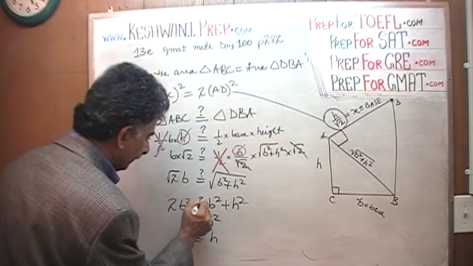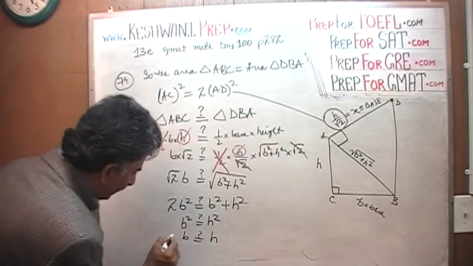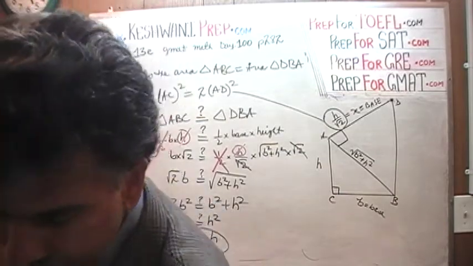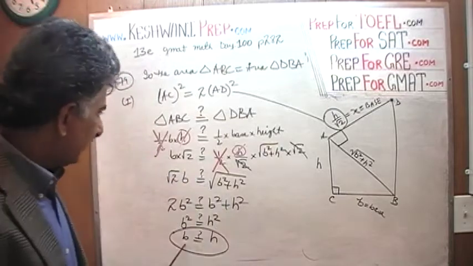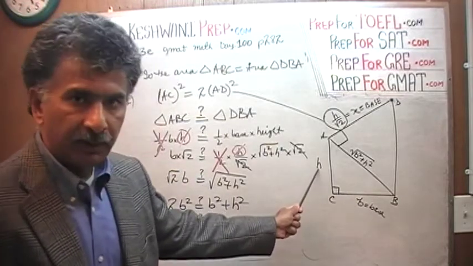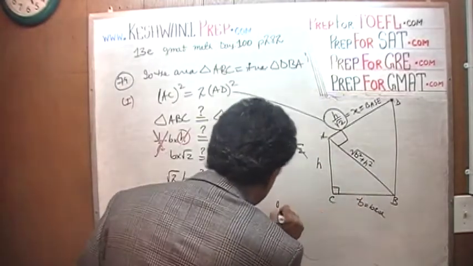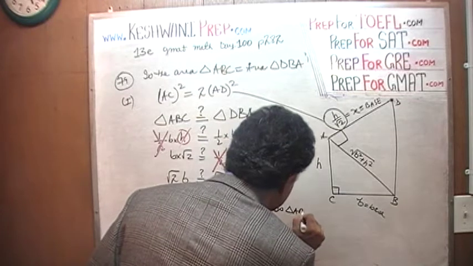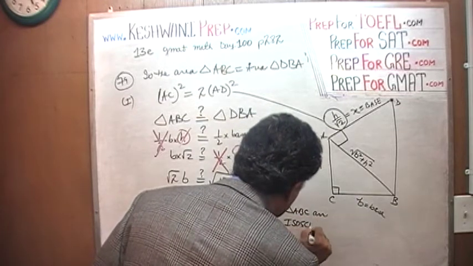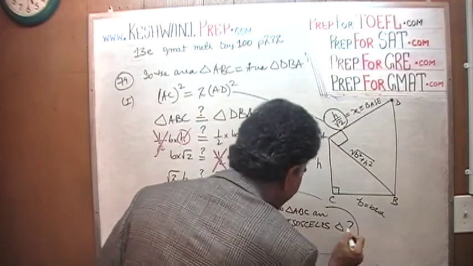Is it true? Is it valid? If somehow we can answer this question, is the base of this triangle equal to the height of the triangle? In other words, the question is this: triangle ABC, is triangle ABC an isosceles triangle? That's the question we have to answer.